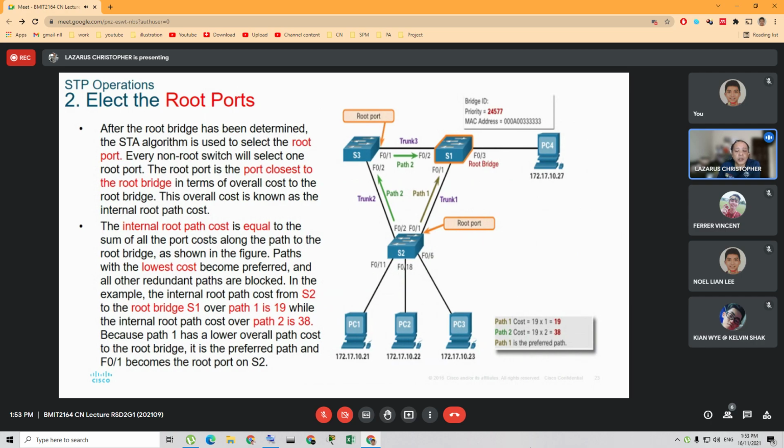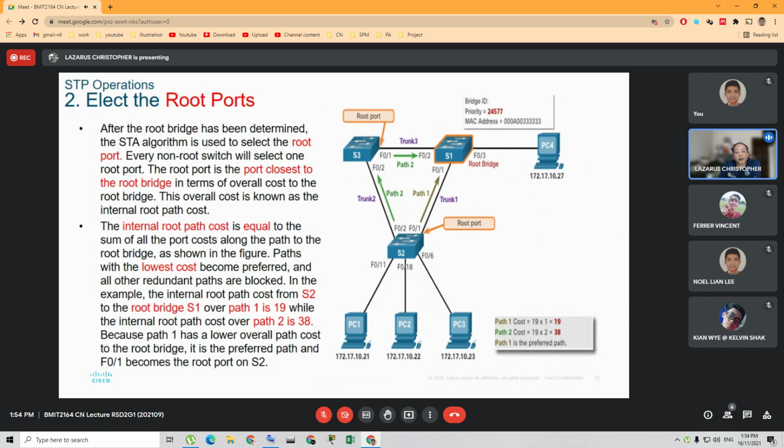So in our consideration here, we have S3 and S2, right? Because S1 is the root bridge and cannot have a root port, S3 and S2 must each have a root port. Since they are not the root bridge, they can have one. The root port is usually the port closest to the root bridge. When you say closest, it's not necessarily physical distance. It's more towards the path calculation just now, the path cost. Which one has the lowest path cost?